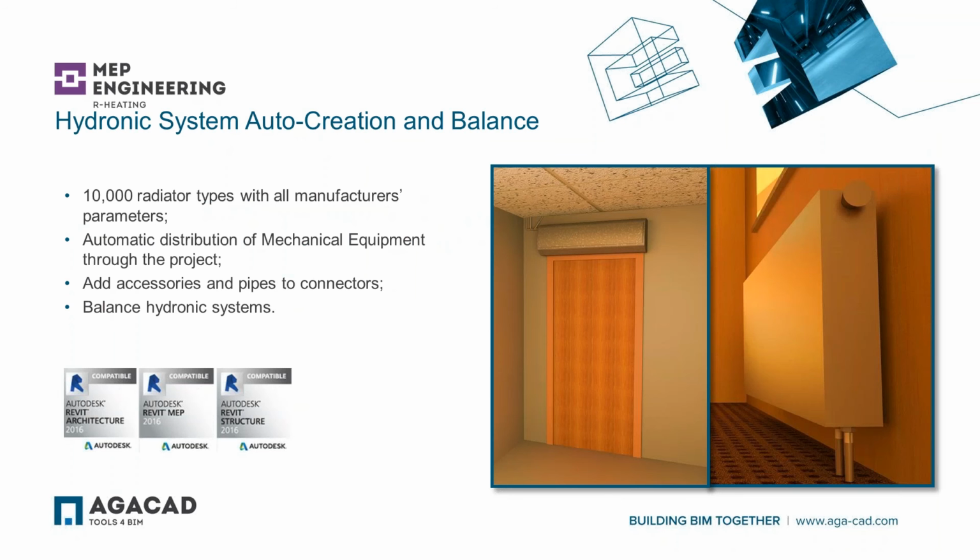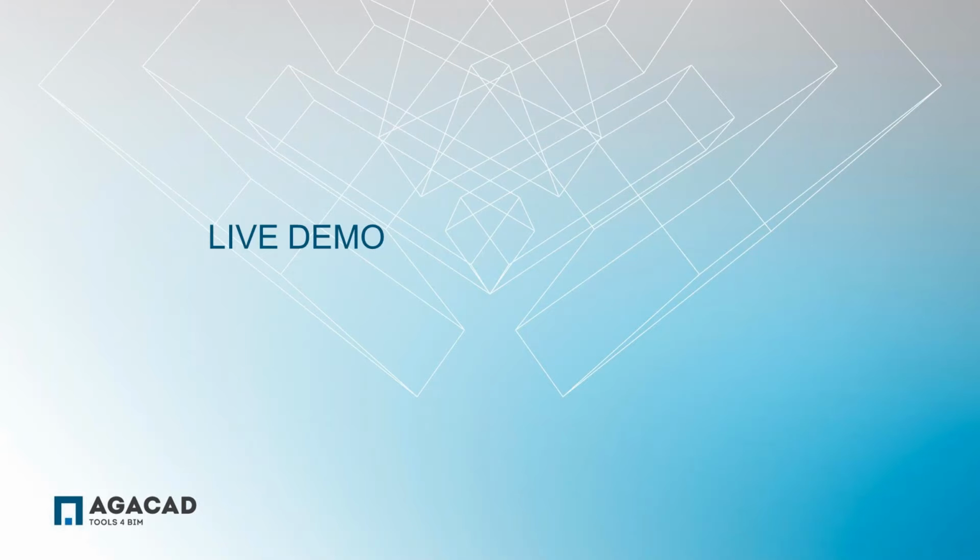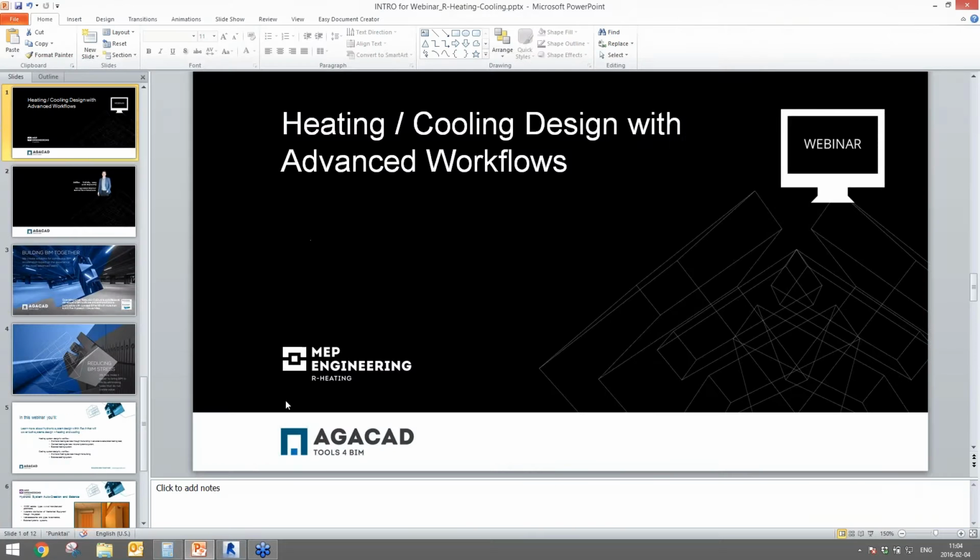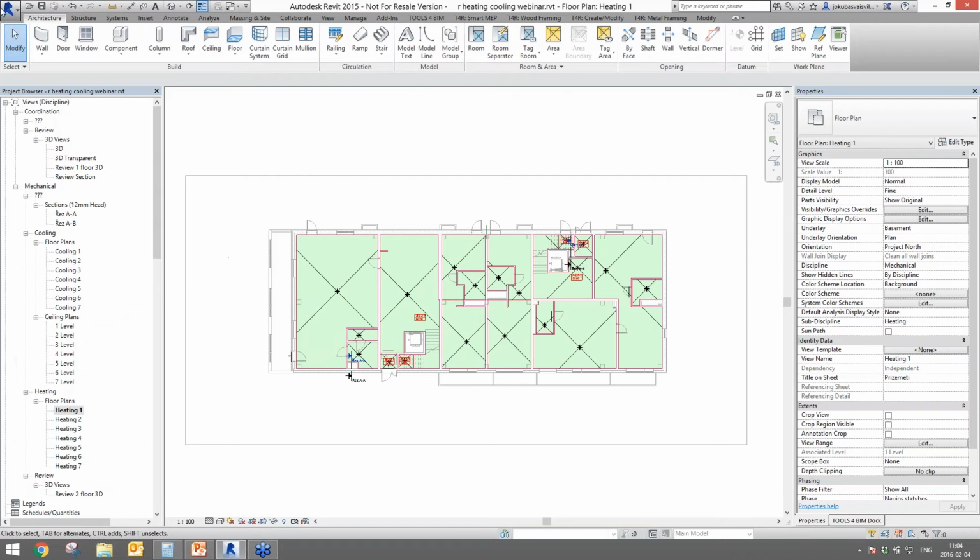So our heating is a software for hydronic system auto creation and balance. It contains more than 10,000 radiator types. It can distribute mechanical equipment through the project. It can add pipes and accessories to connectors of the mechanical equipment, and it can balance the hydronic system. I don't want to speak more literally about this, and I will show you live how it looks in Revit.